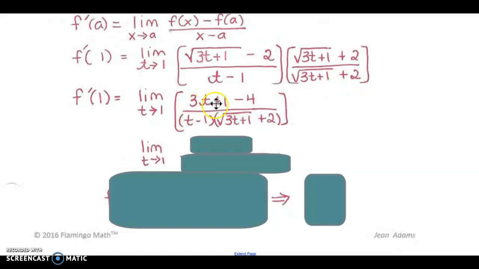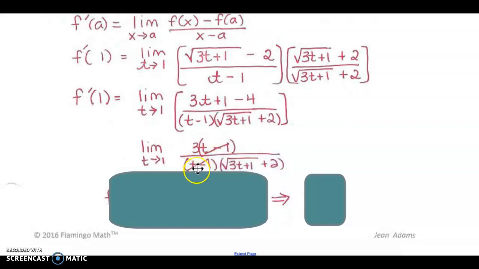So 3t plus 1 minus 4, that's going to give us 3t minus 3. And so we can factor out a 3 from that and get t minus 1. And then we still have this on the bottom, so we can mark out our t minus 1s. And that just gives us 3 over the square root of 3t plus 1 plus 2.